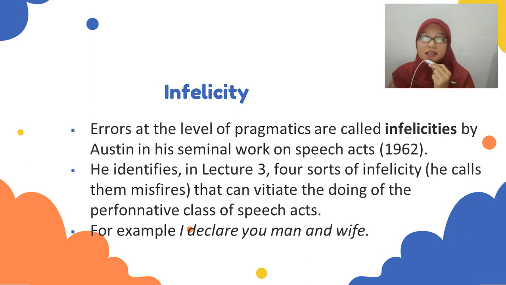Next, infelicity. Errors at the level of pragmatics are called infelicities by Austin in his seminal work on Speech Acts, 1962. He identifies in Lecture 3 four sorts of infelicity. He calls them misfires that can vitiate the doing of the performative class of speech acts. For example, "I declare you man and wife."